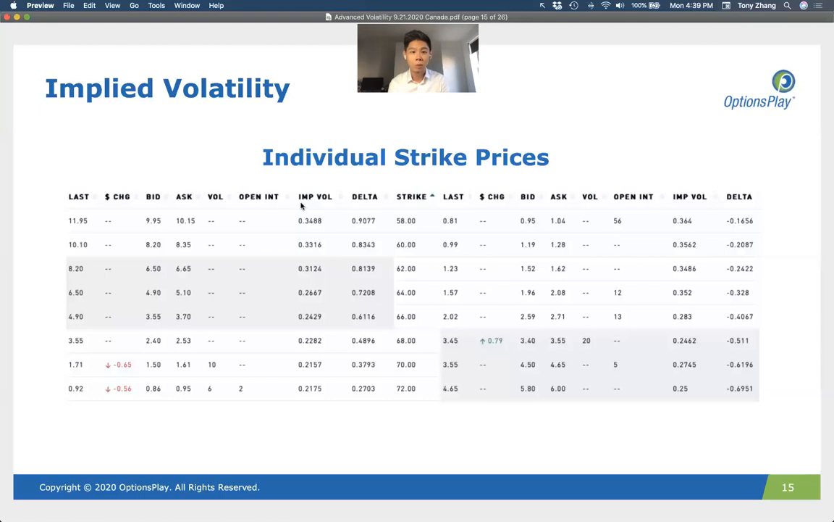Please type 1 into the chat window if that makes sense to you, that the expected future volatility of a stock is directly correlated to the extrinsic value of an option.